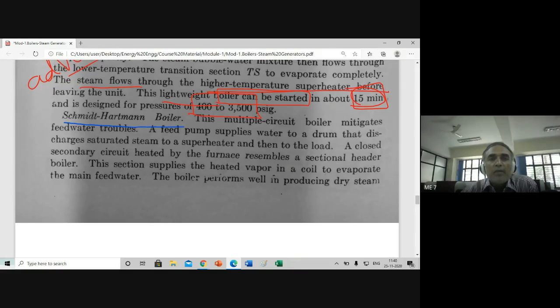Now the Smith-Hartmann boiler. This is a multiple circuit boiler that mitigates feed water troubles, because feed water is circulated separately. That is why. And the rest of the things is as usual.